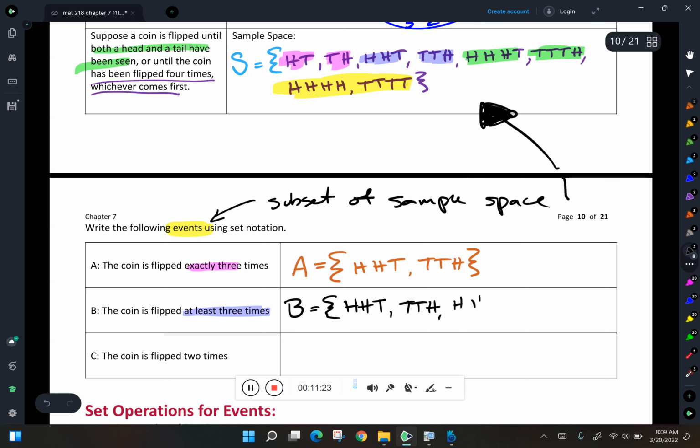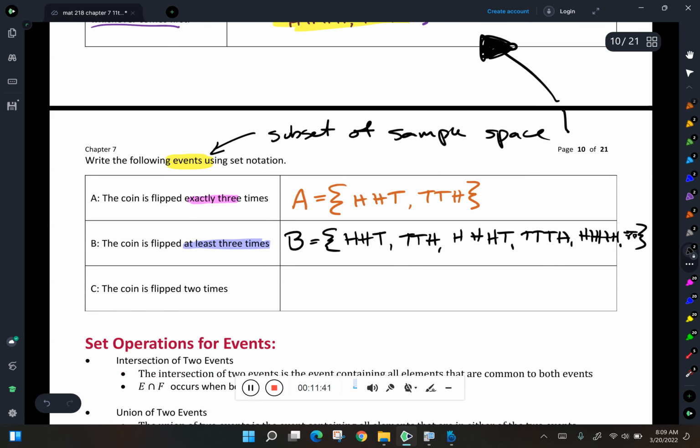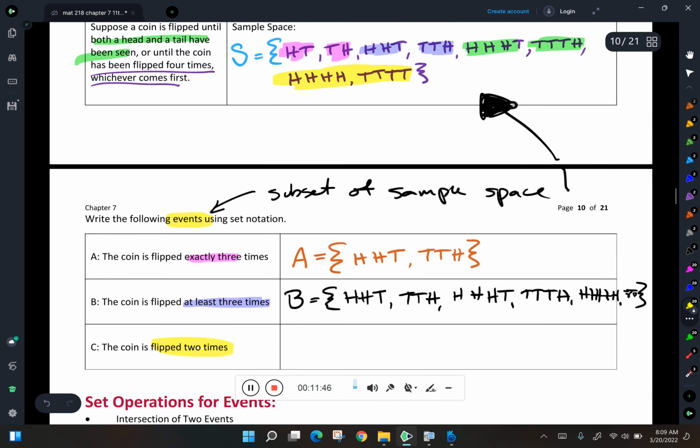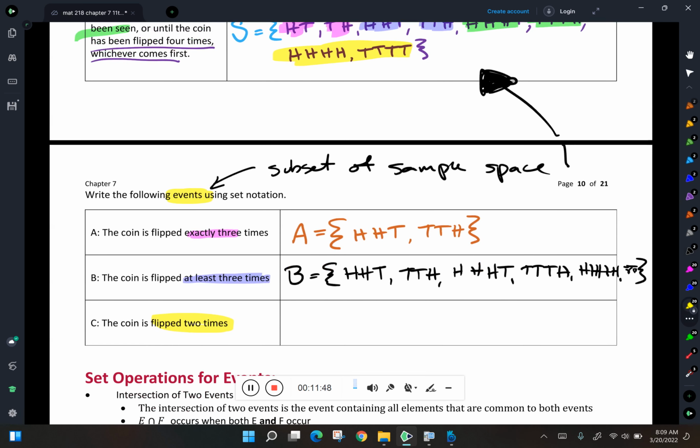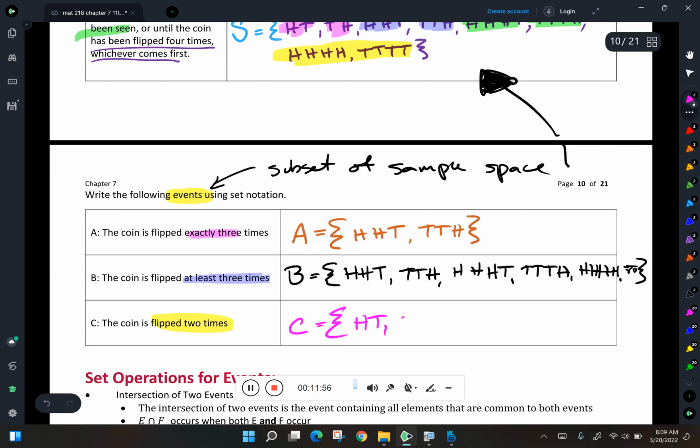And here's the at least part of it. H and then T, T, T, T. Trust me, that's 4 T's right there. And then part C down here is the event that the coin is flipped only 2 times. Well, that'd be the pink from the highlight. So that would be event C. And that would be heads, tails, tails, heads.